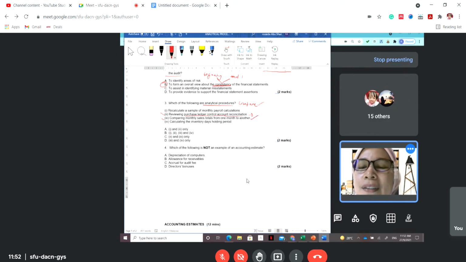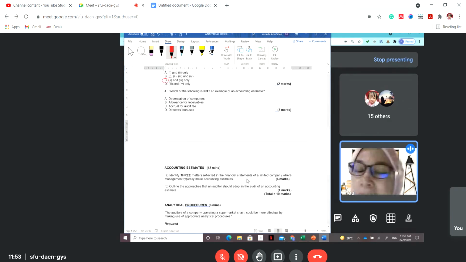Okay. 2, 3. So then calculating the inventory days holding period. Is it analytical procedure? You are calculating. No. Calculating is calculate lah, bukannya compare. Tapi kalau you compare inventory days holding period with the previous year and current year, dia akan jadi analytical procedure. Okay, so the answer is C.